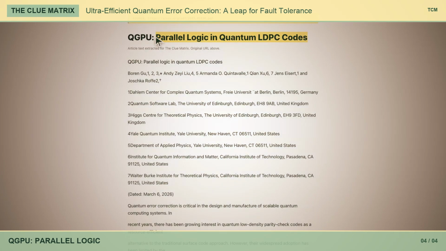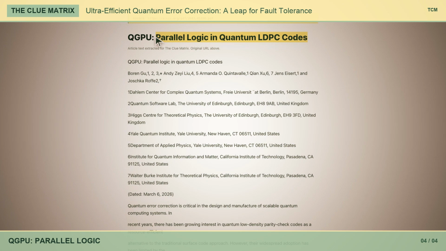All right, final stop, parallel logic in quantum LDPC codes. Even with all these advancements, if we can't perform many logical operations at once, our quantum computers will still be painfully slow. This paper seems to address that core bottleneck. This is a critical piece of the puzzle for scalability.